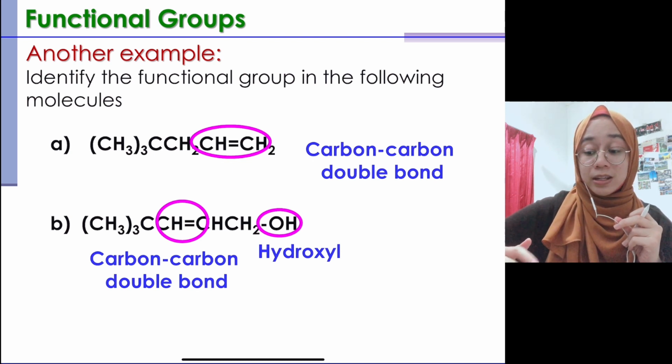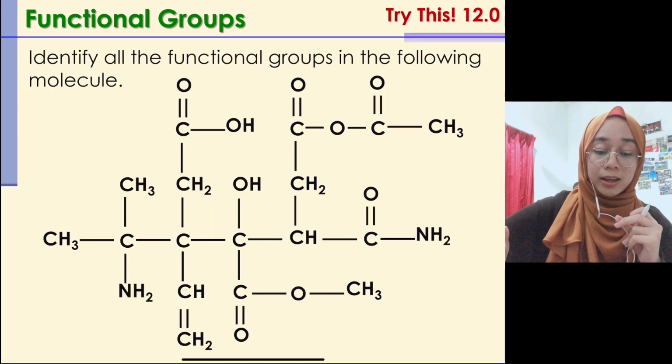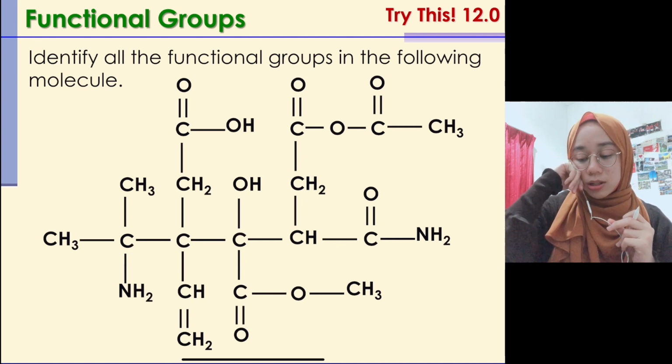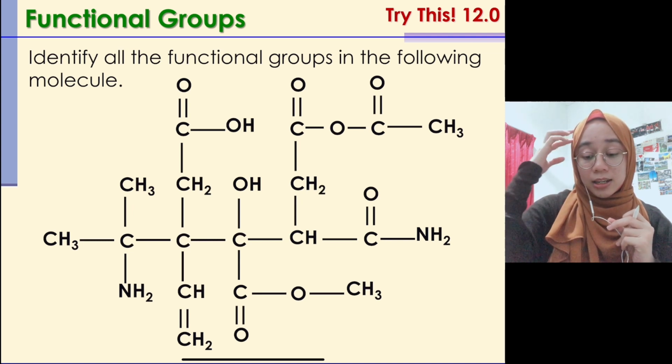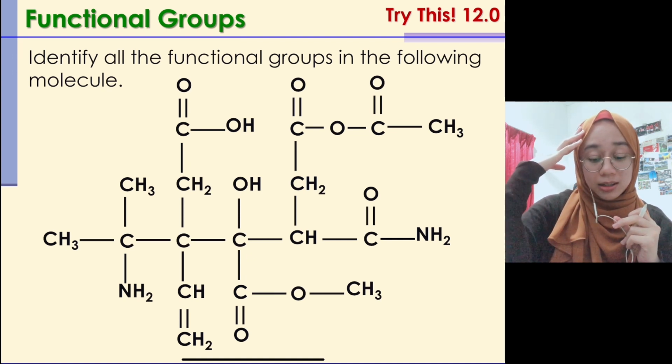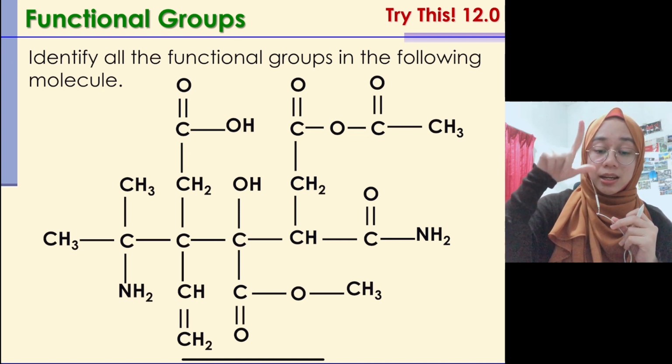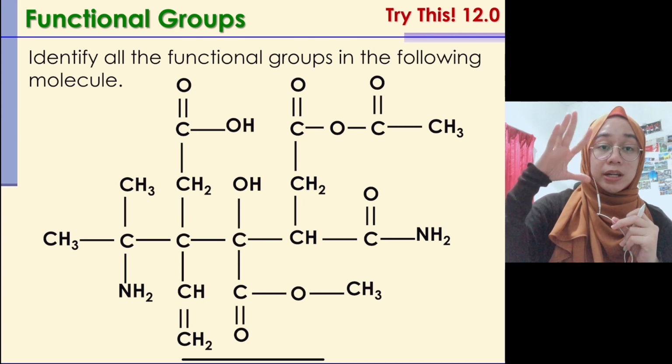Okay, so now it's your turn to try. Okay, so identify all the functional groups in the following molecule. Tapi ada satu yang tak ada nama lah functional group dia. Okay, so ada 2 je pun tadi yang tak ada nama kan functional group dia. So Miss dah bagi hint. Okay, so kamu try identify. From my second ada 1, 2, 3, 4, 5, 6, 7. Okay, so there are 7 functional groups in this structure here. So try to identify everything.